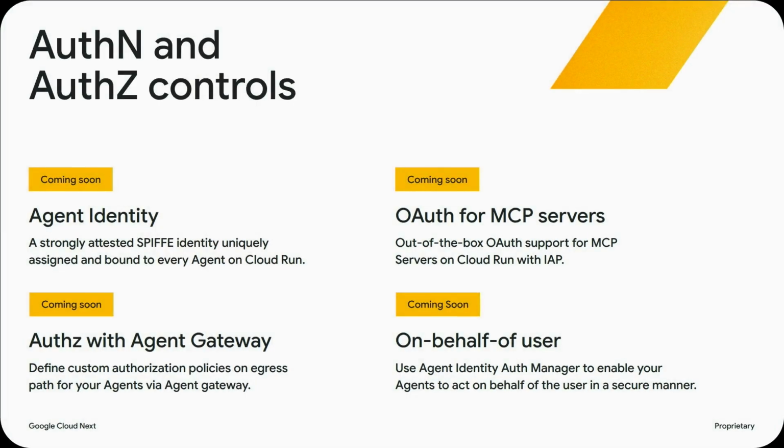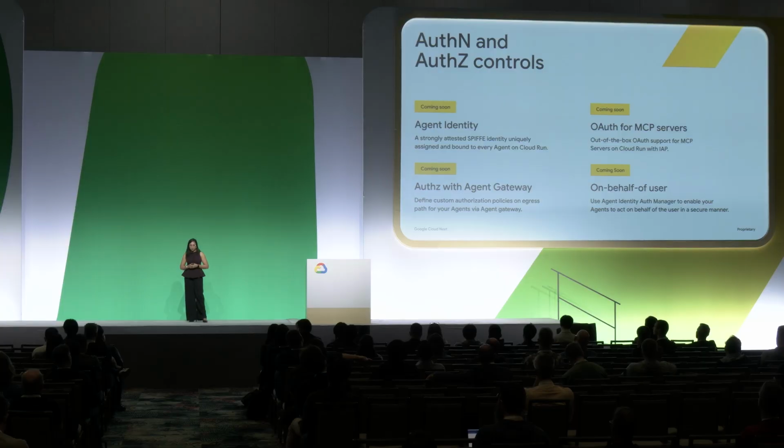OK, let's look at some of the security controls that we are adding specifically for agents on Cloud Run. These are all the features that are coming from Gemini Enterprise Agent Platform directly for your agents that you deploy on Cloud Run. First is agent identity. Every agent that you deploy on Cloud Run will get, by default, a strongly attested SPIFFE identity assigned. For your agents that you want to limit access to other agents and MCP servers or tools, you can set up authorization policies with Agent Gateway.